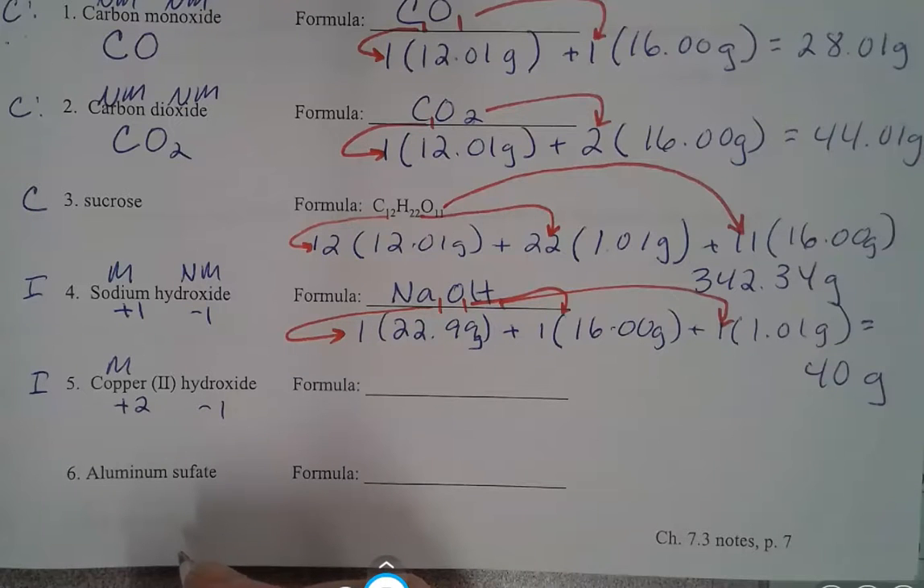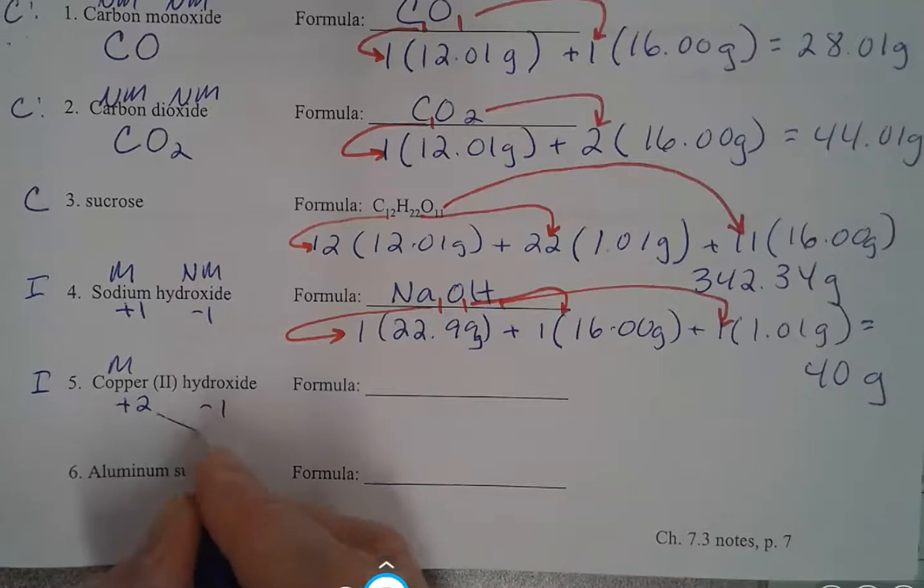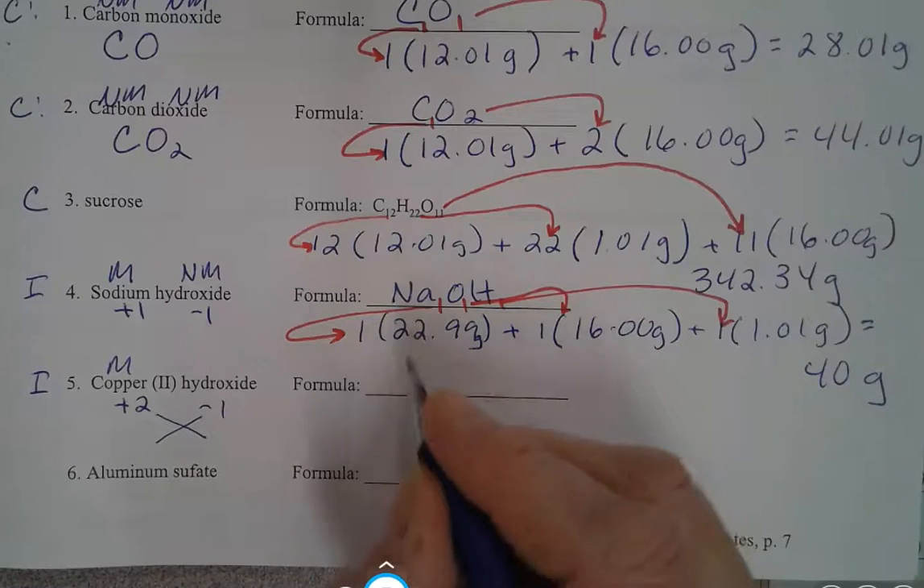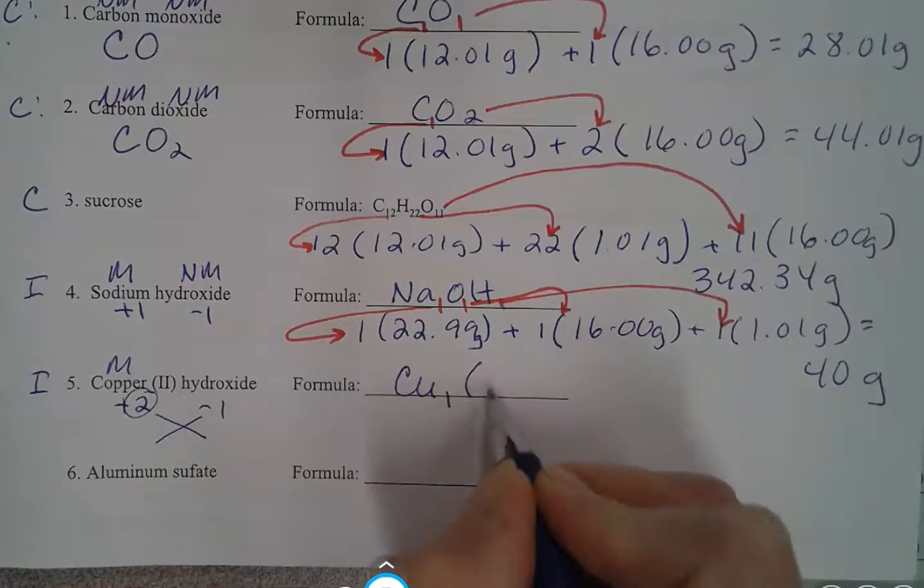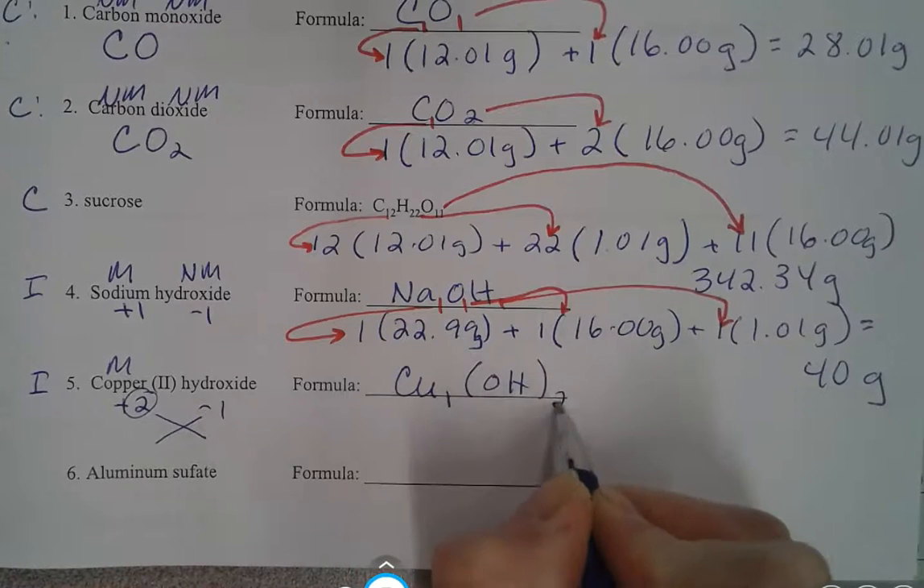So what's the formula for copper 2 hydroxide? Well, do the charges cancel? No! What do we have to do? We have to crisscross, don't we? So we end up with 1 copper. I'll put a little 1 down here. And how many hydroxides? Oh, we need 2 of those. So I need to put parentheses, OH2.